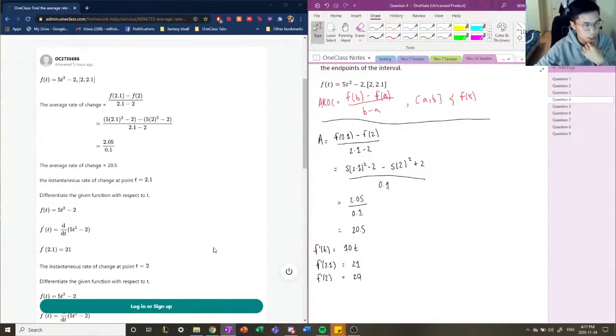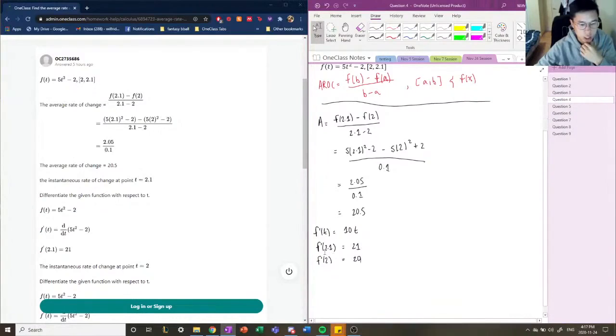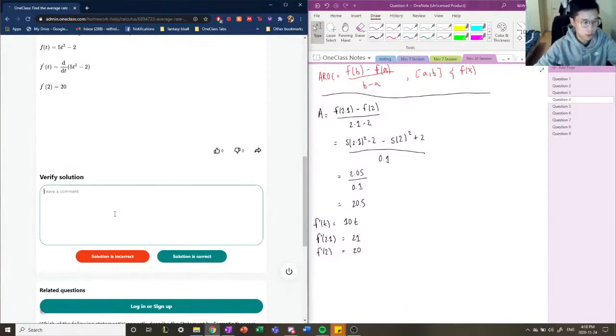And it should also make sense graphically speaking, because if you look at our instantaneous rate of change from 2 to 2.1, it increases by 1. So our average rate of change should be around the average of these 2 points. Okay? So this solution is correct. Okay?